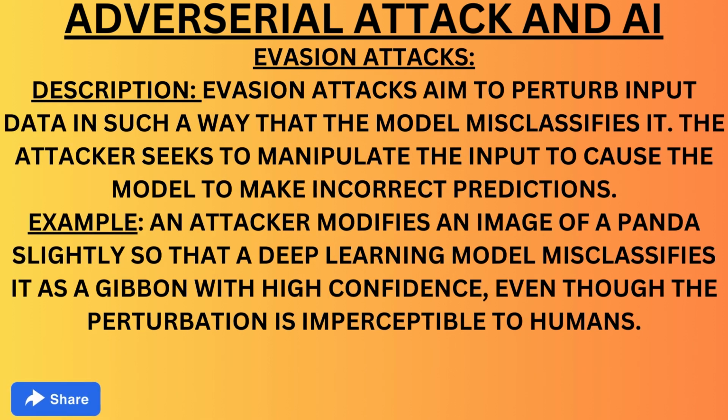Evasion attacks. Description. Evasion attacks aim to perturb input data in such a way that the model misclassifies it. The attacker seeks to manipulate the input to cause the model to make incorrect predictions. Example, an attacker modifies an image of a panda slightly so that a deep learning model misclassifies it as a gibbon with high confidence, even though the perturbation is imperceptible to humans.